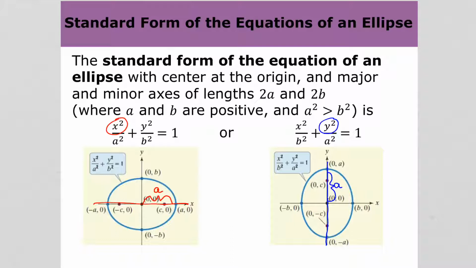So it's very important you keep track of which way it goes. But it makes sense because if your major axis is horizontal, then it goes along the horizontal axis, then it goes under the x, which is the horizontal axis. If it's along the vertical, it goes under the y, which is the vertical axis.